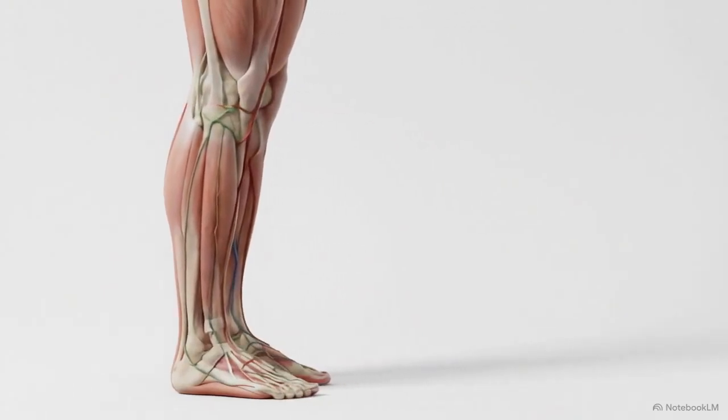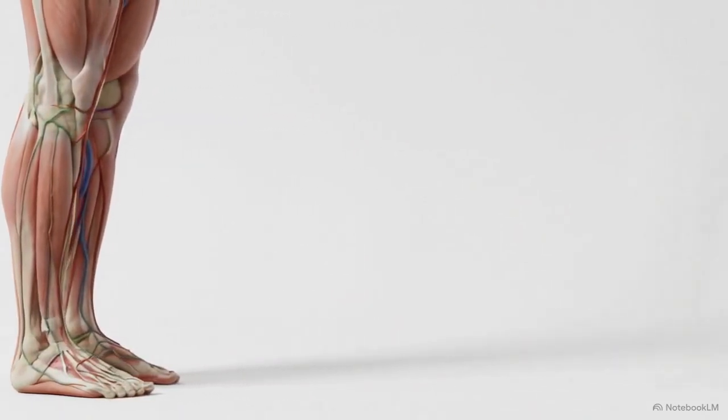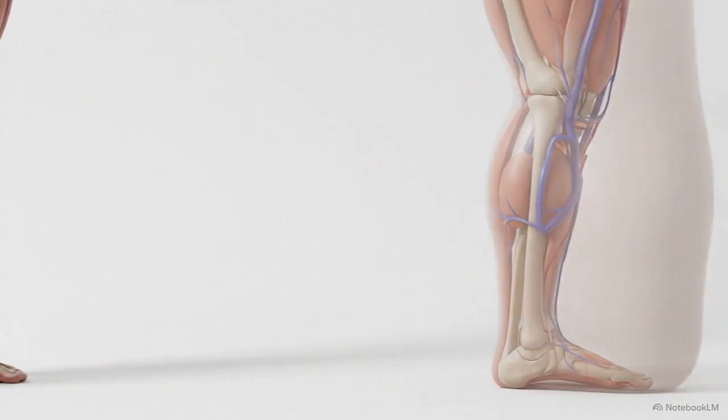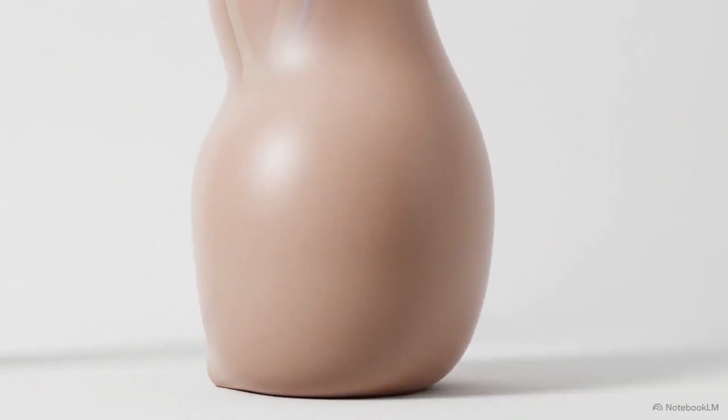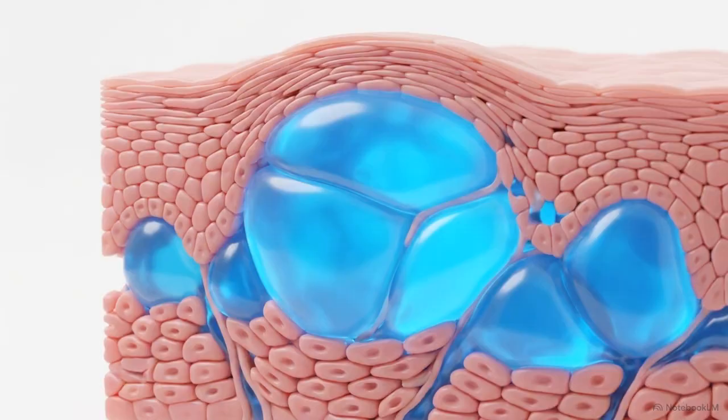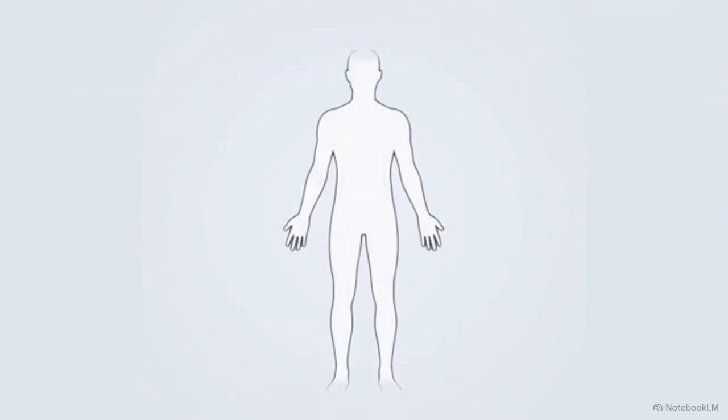The stark visual contrast on screen illustrates a profound physiological failure. On one side, normal anatomy. On the other, a severely swollen limb. This physical distortion is the direct result of fluid escaping its intended boundaries. To understand how a human body reaches this state, we have to trace the water.